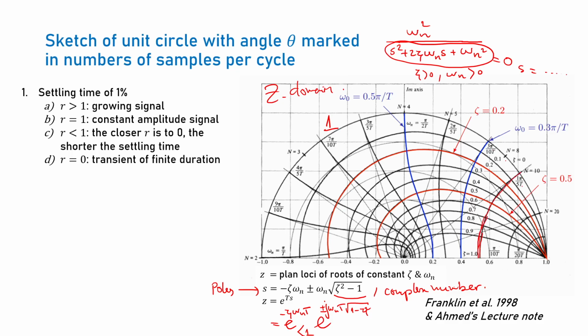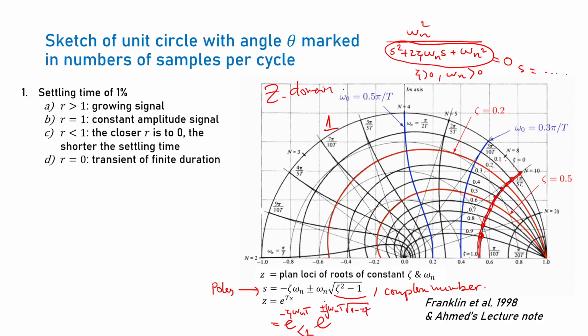If you choose omega n constant and you change zeta 0.1, 0.2, 0.3 and so on, you will get this point, this point, this point, this point, this point. Understand? This is how you map from continuous time to discrete time, from the S domain to the Z domain.